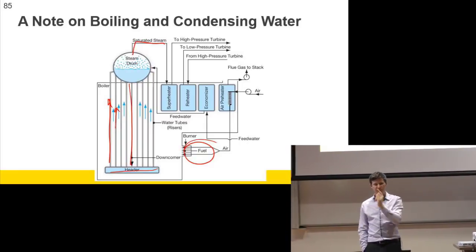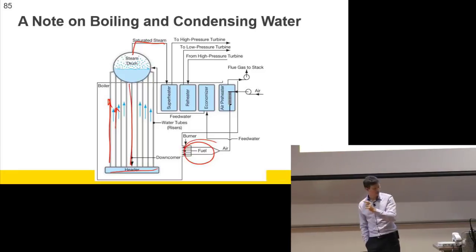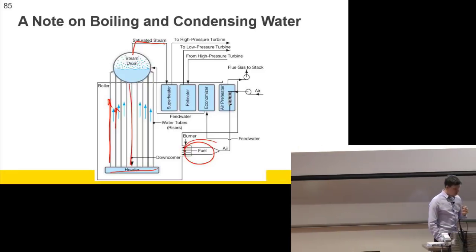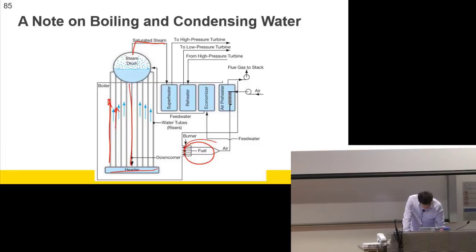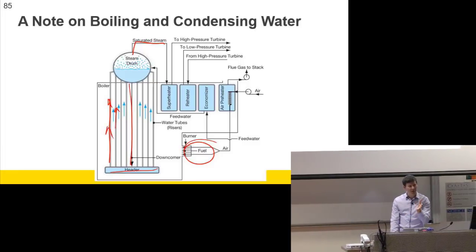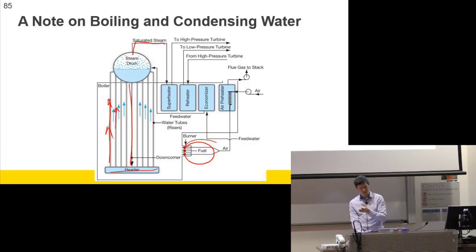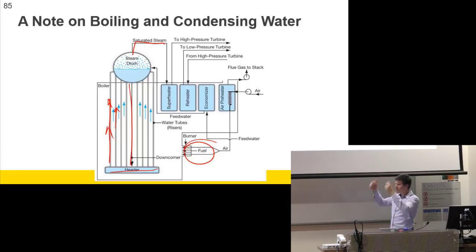Gravity, right? So the implication is that the water in the risers is warmer than the water in the downcomer. And so as it's rising, it's got a lower density, so it's drawing up and drawing new water down the downcomer. So that's to achieve saturated steam.